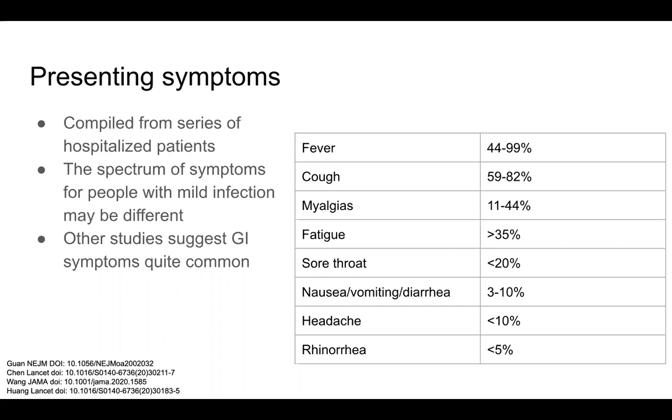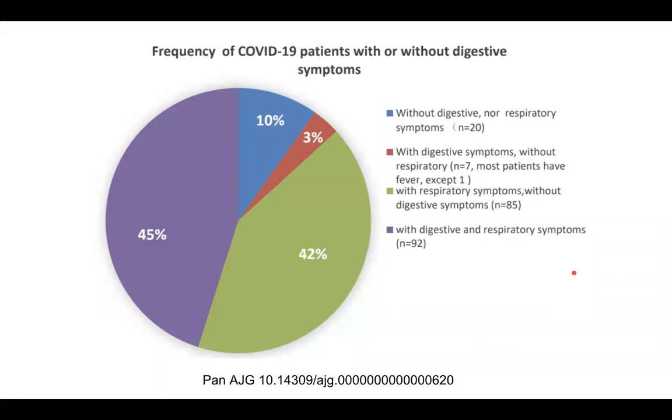Next slide, please. So actually, this study was published last week and followed a cohort of 201 patients and assessed the likelihood of GI symptoms. While it found that it was unusual for GI symptoms to be the sole manifestation of the syndrome, so only about 3%, it found that 42% of people had GI symptoms as part of their syndrome.